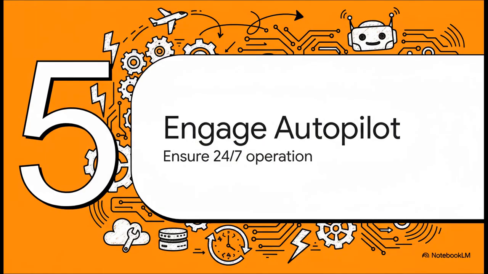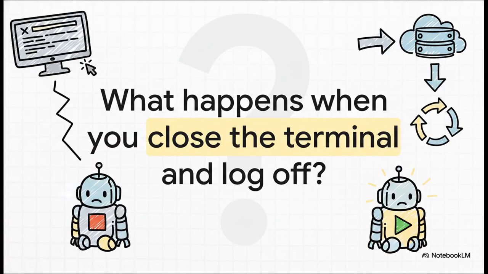We're getting to the best part. Section 5, engage autopilot. The bot is running, which is awesome, but now we're going to perform the magic trick that makes sure it runs 24/7, even when we're not around. So let me ask you, what happens when you close that terminal and log off? Yep, the bot dies. The second that connection is broken, the process stops. To fix this, we need to hand over control to the server's own internal management system.